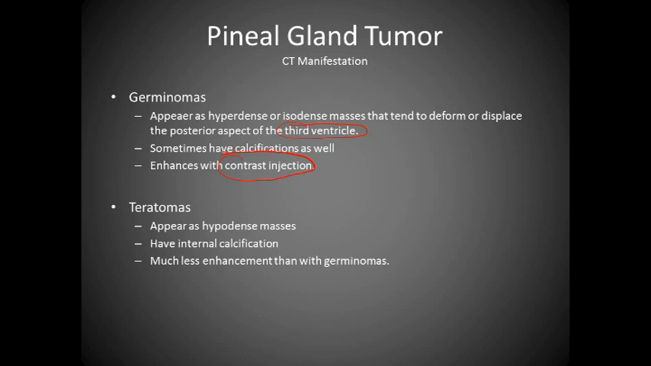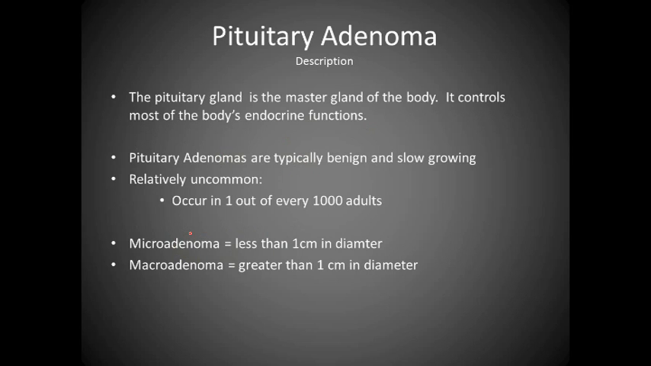Sometimes they have calcifications as well, and they enhance with contrast injection. So germinomas are going to be around the third ventricle, and they're going to enhance with contrast injection. Teratomas appear as hypodense masses and have internal calcifications and much less enhancement than germinomas. So we're going to look for internal calcifications for teratomas. However, I could not find any images for those, and typically your test will just encompass the lecture portion, not the images.